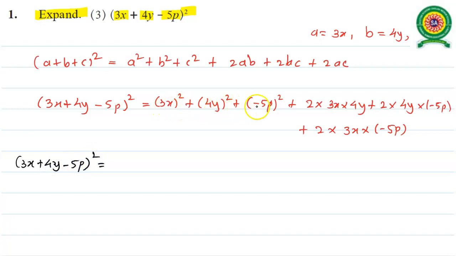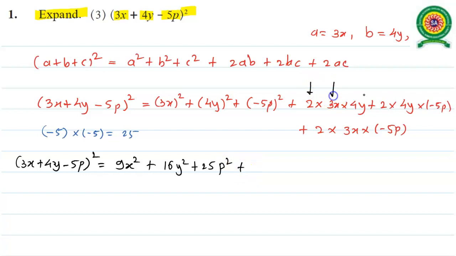Now try to separate out the square. 3 square is 9 into x square. 4 square is 16 into y square. Minus of 5p the whole square: that means minus of 5 square, we can get minus 5 into minus 5 becomes positive 25. So here we have minus 5 square becomes 25 and into p square as it is, plus.